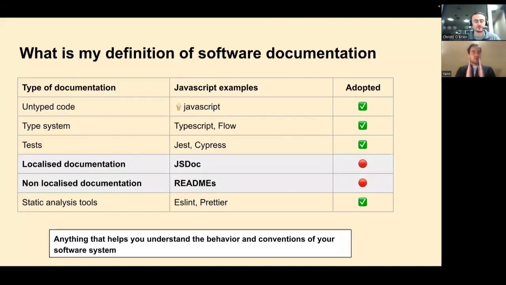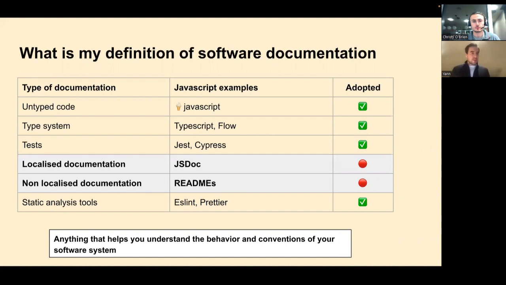So first of all, what is software documentation? To me, it's very broad, right? It's basically anything that can help you understand the behavior and conventions of your software system. And if you take that definition, I think actually the best kind of documentation is the code, the untyped code, because that's the authoritative source of truth of how your software is going to behave. It's the actual instructions that the computer is going to execute.